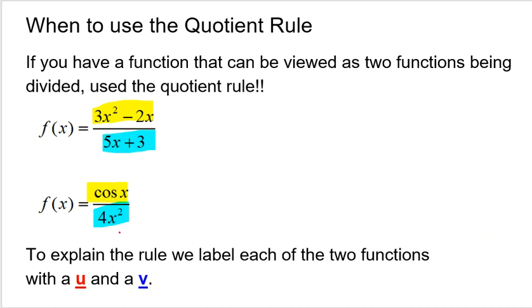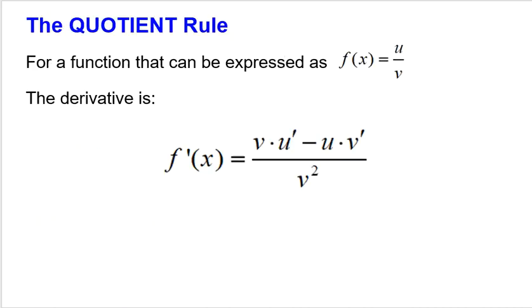Now, to explain this rule, we're going to label each of the two functions with a u and a v. So we could say the numerator is u and the denominator is v. And that's how we're going to explain how to use the rule. So u is referencing the numerator, v is referencing the denominator. So here it is, the rule to find the derivative of u divided by v. If you have a function on top divided by another function, we could use the quotient rule. Get ready, this rule is awesome.